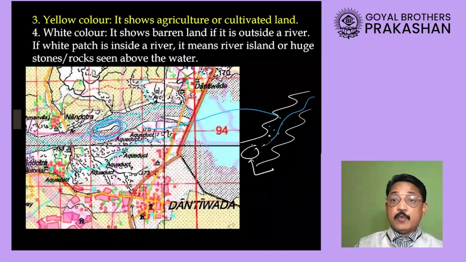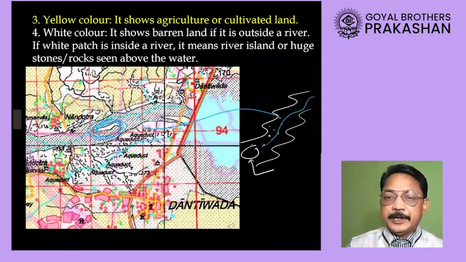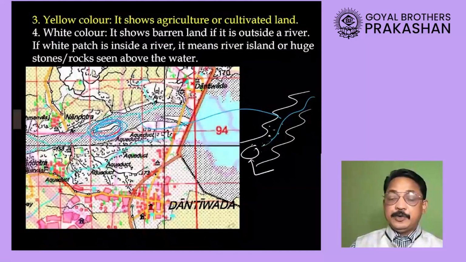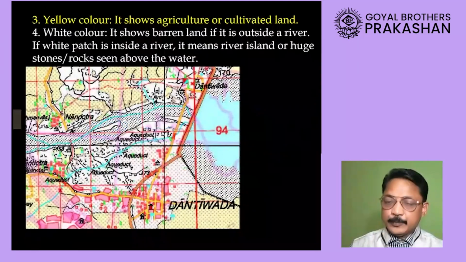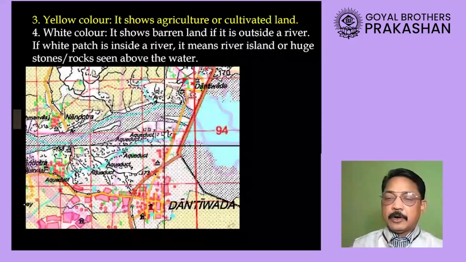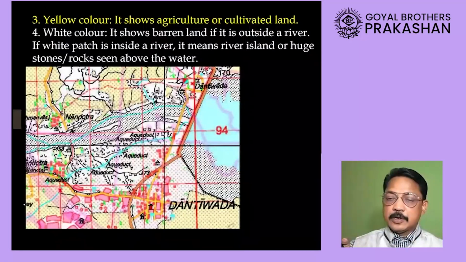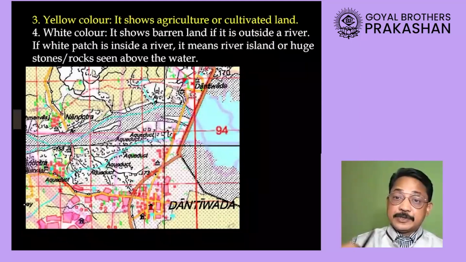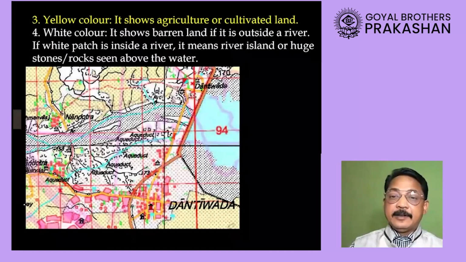This white color patch is seen inside the river. When there is a white color patch inside a river, then it is a river island, or it might show a very huge stone present in a river. Okay, so it is a river island or a huge rock in the river. A white patch inside the river is a river island or a huge rock. But if the white color is outside the river somewhere in a map, it stands for barren land.